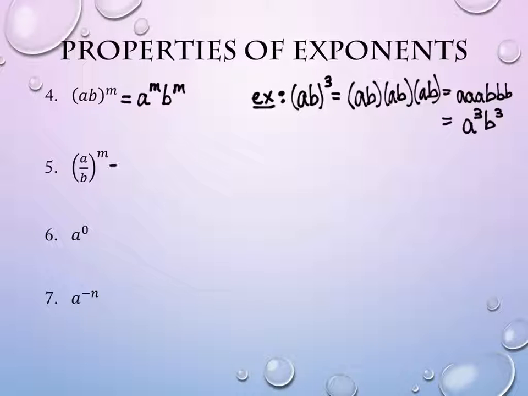Okay, so if that's what works with multiplication, what do you think the division one's going to look like once I simplify this? The same, you're right, Megan. It's going to be A to the M over B to the M. Again, it feels like the distribution property.